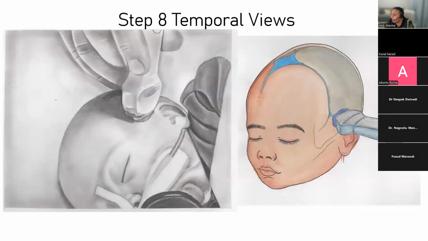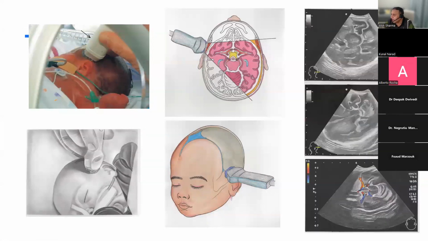Again, for the temporal view, you just want to take one view, and that is with your marker facing forwards towards the face. Once you've done that, you get the ability to see the ventricles. This is the third ventricle. These are the lateral ventricles. You just have the posterior fossa coming into view over there. Now, in this view, if you were to place your Dopplers, you'd be able to see the circle of Willis very nicely. And if you can see the circle of Willis, you have identified the most important vascular structures.